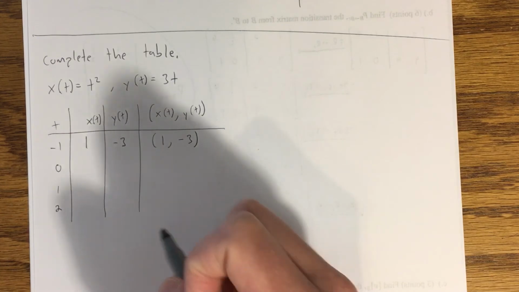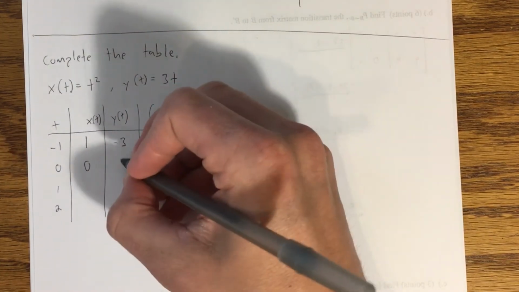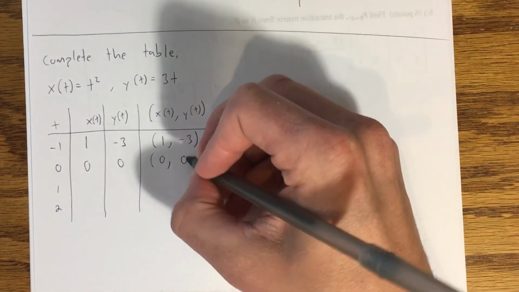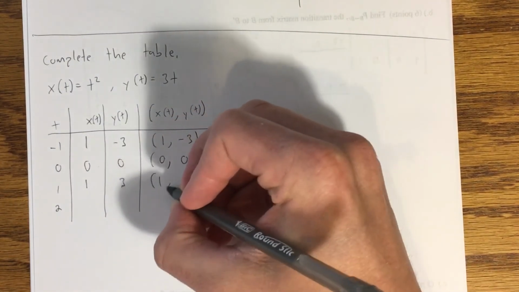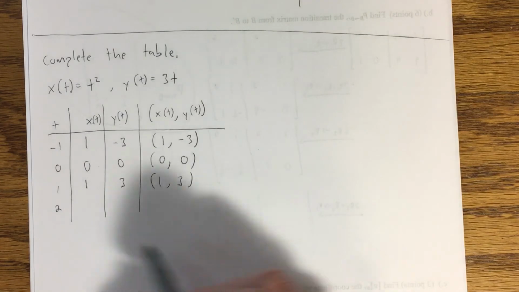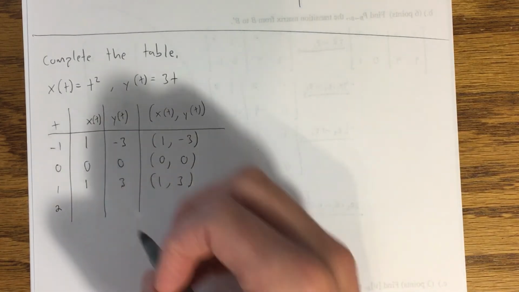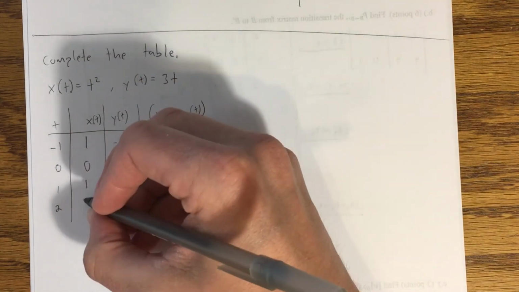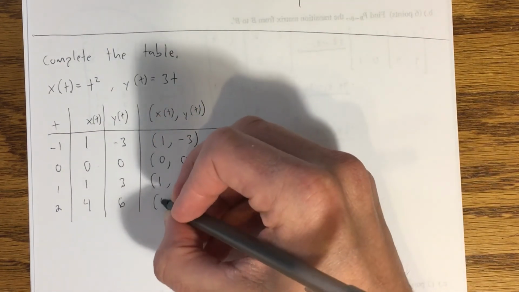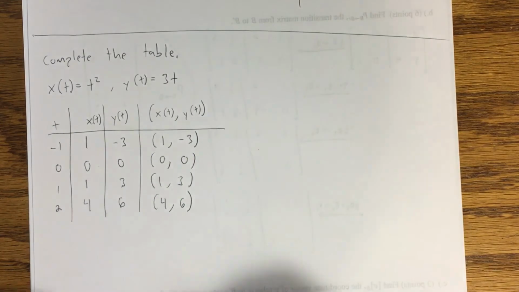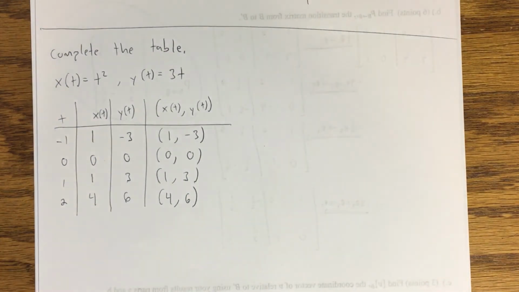So if I go out and fill the rest of this table out, I would get 0, 0 in this case, giving me the point 0, 0. If I plug a 1 in, I would get a 1 and a 3. So the point 1, 3 would be here. And then I can plug in a 2, and that would give me 2 squared, which is 4. 3 times 2, which is 6. So that gives me the point 4, 6. Okay? So on the handout, you're going to go through and fill out a few of these tables.